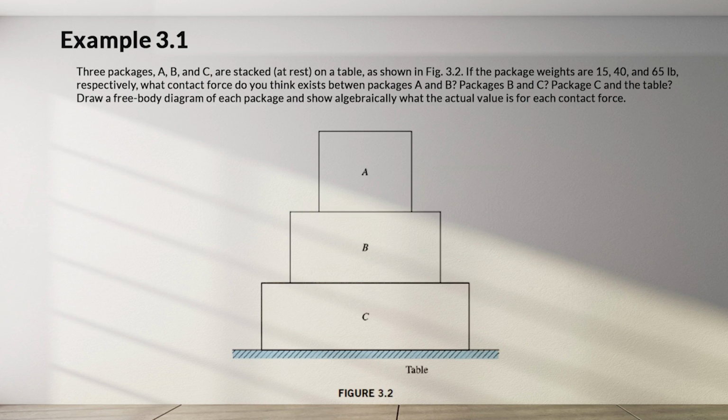Let's look at example 3.1. Three packages, A, B, and C, are stacked at rest in a static position on a table, as shown in figure 3.2. If the package weights are 15 pounds for A, 40 pounds for B, and 65 pounds for C, respectively, what contact force do you think exists between packages A and B? Between packages B and C? Between package C and the table? Draw a free body diagram of each package and show algebraically what the actual value is for each contact force.